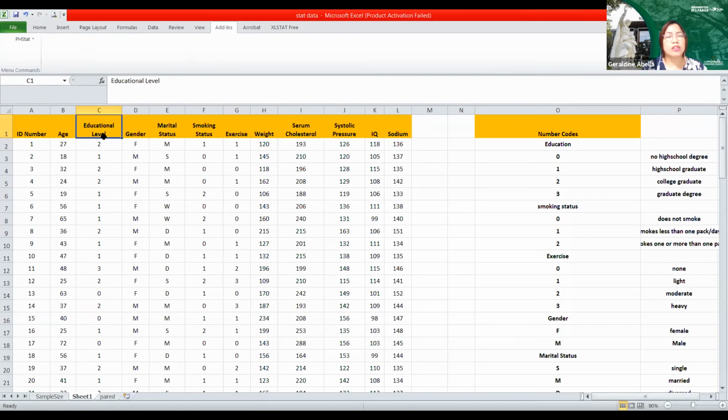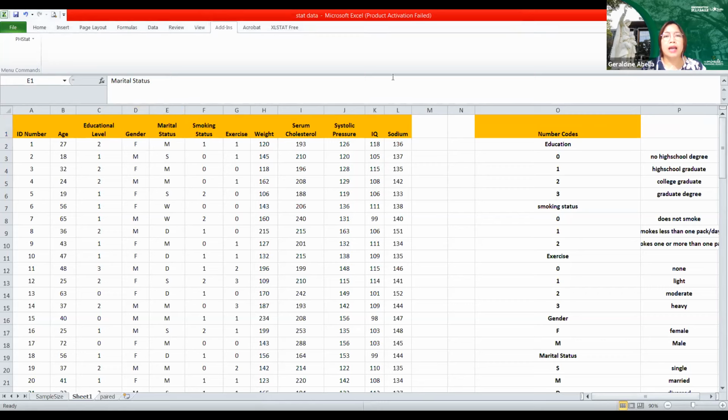Recall that educational level is a qualitative variable measured at the nominal level. Gender is also a qualitative variable measured at the nominal level, and marital status is also a qualitative variable measured at the nominal level, for which the statistical treatments that we can apply are only frequency count and percentages.